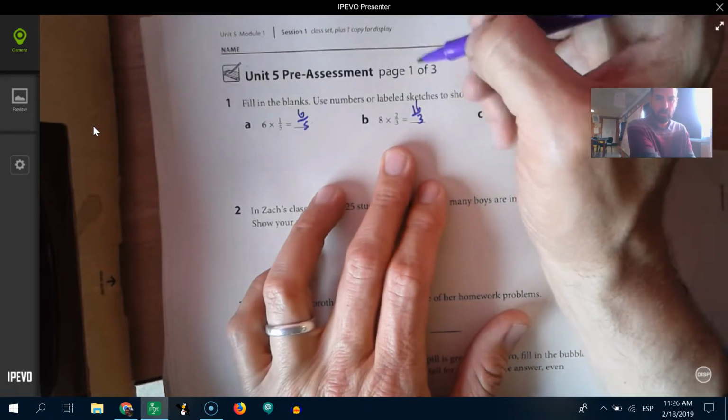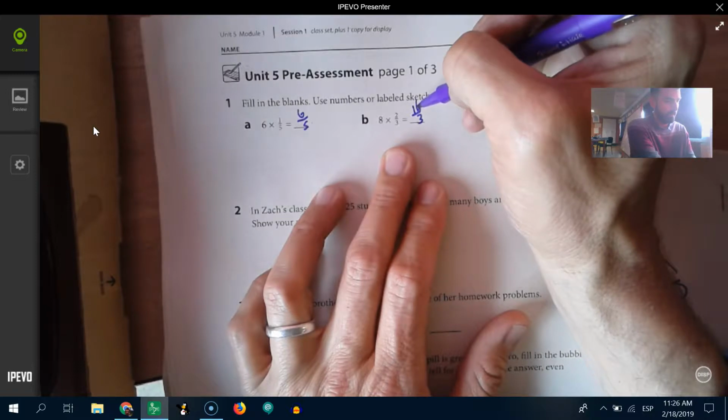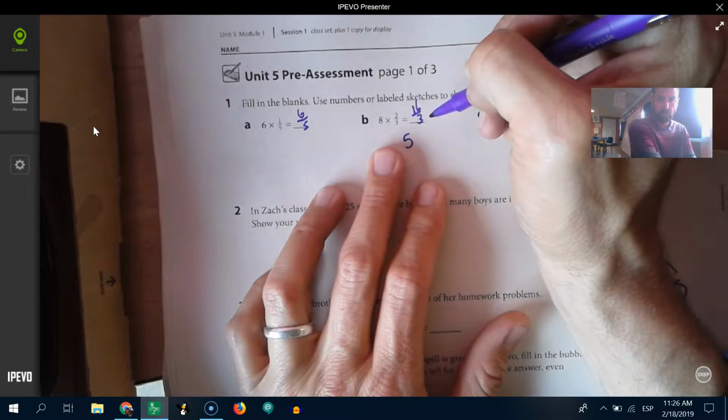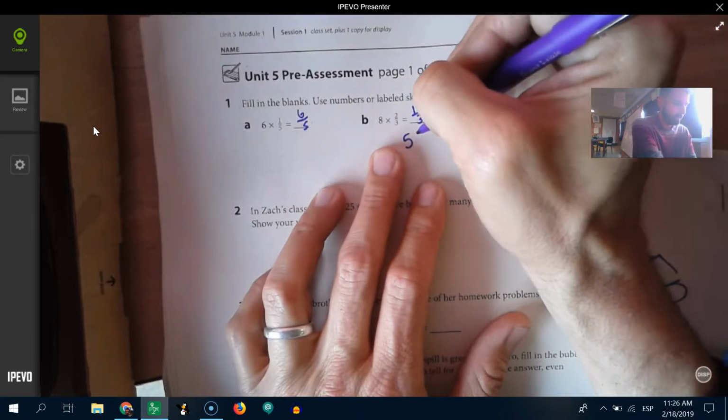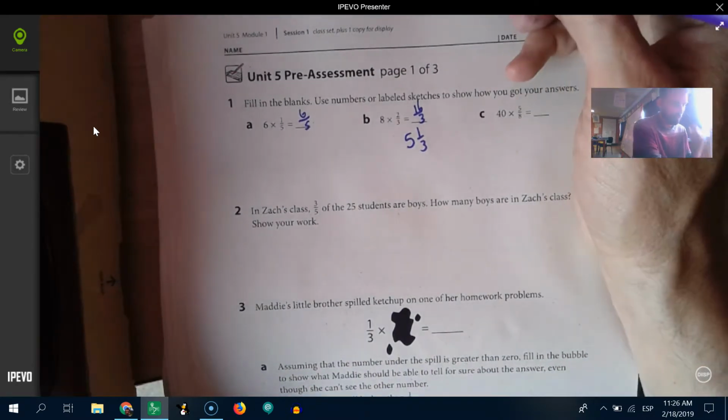If you do simplify that, 3 out of 3 is 1, so there are 5 groups of 3 in there, so that would be 5 wholes, and then I would have 1/3 left over. So 16 thirds, or 5 and 1/3.